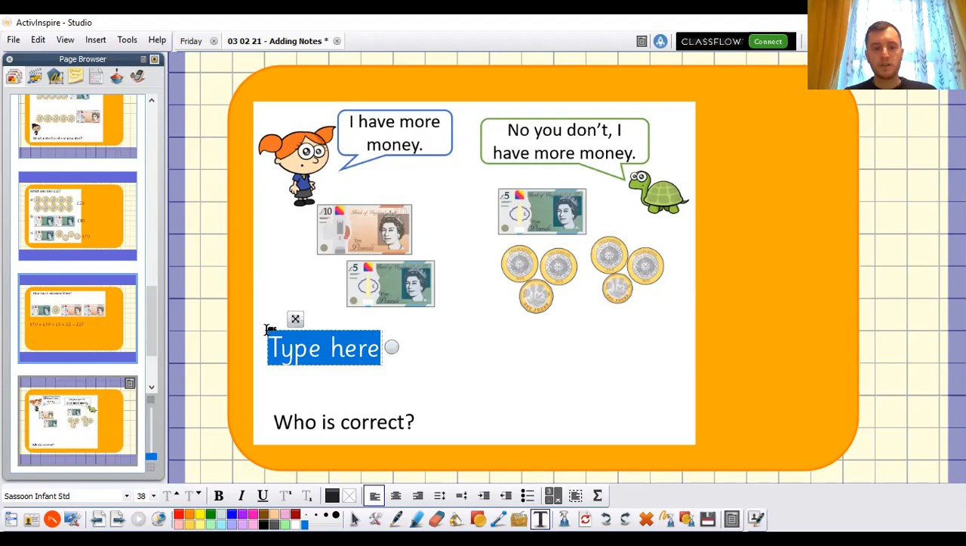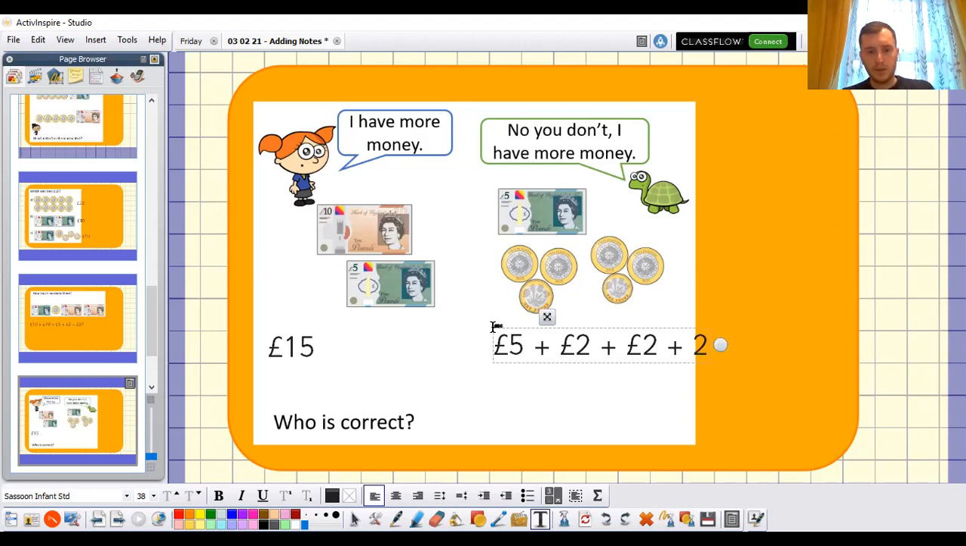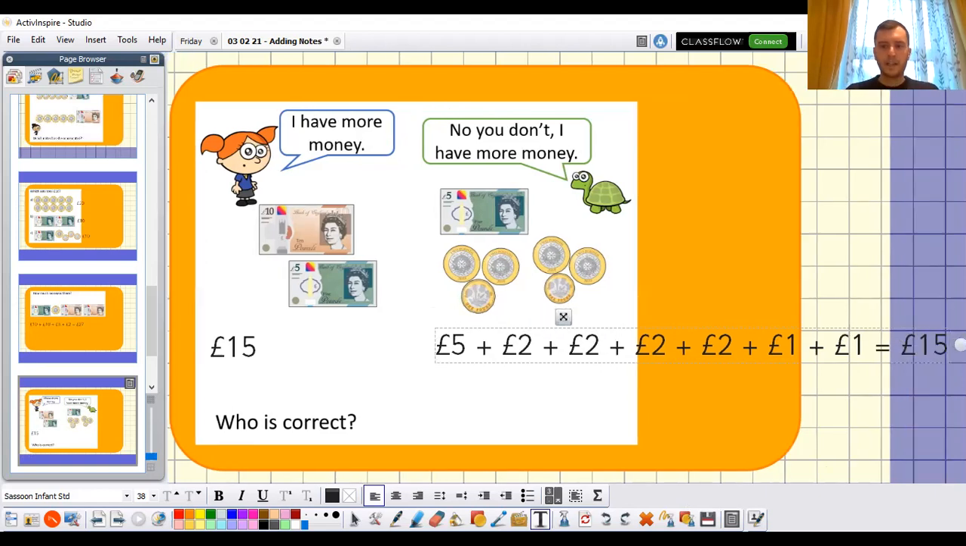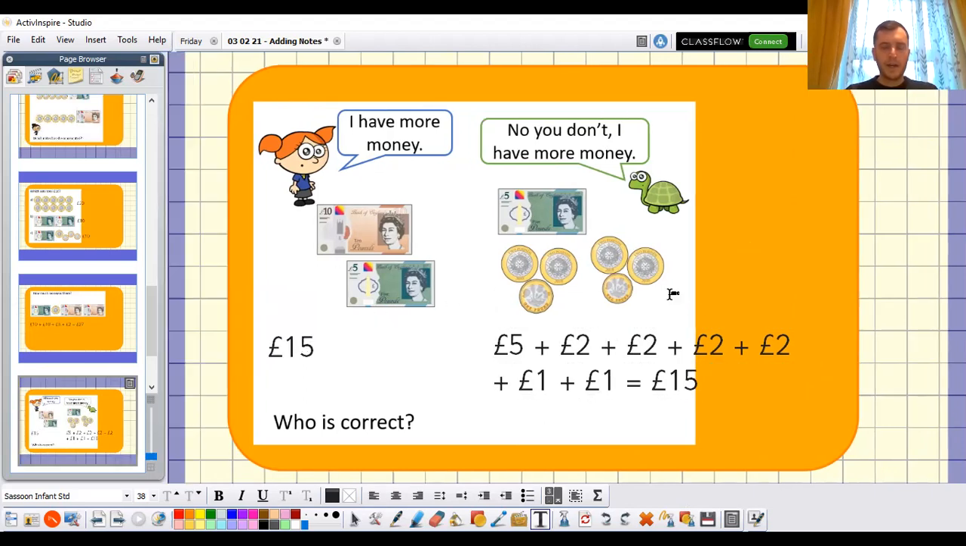So let's work out who has the most. She has £15 because 10 plus 5 is 15. He has, I'm going to list these out because there's lots to count. I don't want to miss any. 5 plus 2 plus 2 plus 2, 2 plus 2. There are 1, 2, 3, 4 £2 coins. And then plus 1 plus 1. So 5 plus 2 is 7, plus 2 is 9, plus 2 is 11, plus 2 is 13, and plus 1, that's 14, 15. Oh, actually, they have exactly the same amounts. She has £15 and he has £15, but they've just got it with different notes or coins. So neither of them are correct. They have the same amount of money.